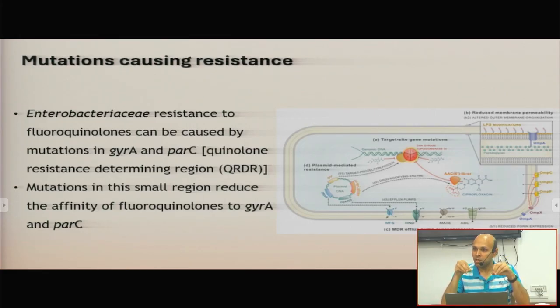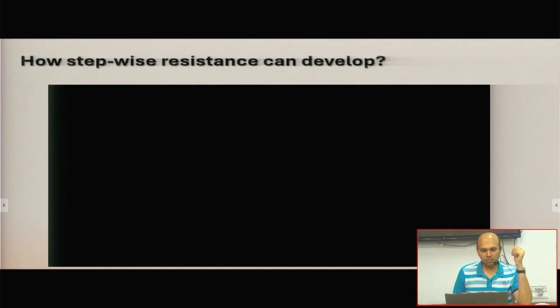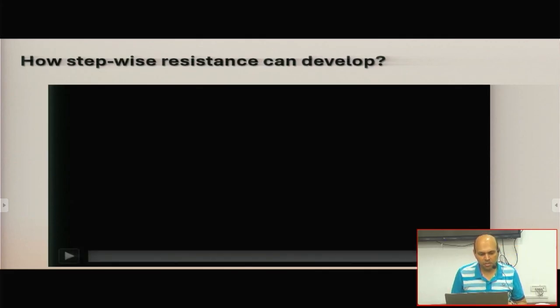If something is happening over there, it is already established that there will be a problem, or that resistance will occur. So, mutations in the small region reduce the affinity of fluoroquinolones to gyrA and parC, and as a result of that, you already know resistance will be created. We will also see how easy it is for the bacterium to develop resistance.